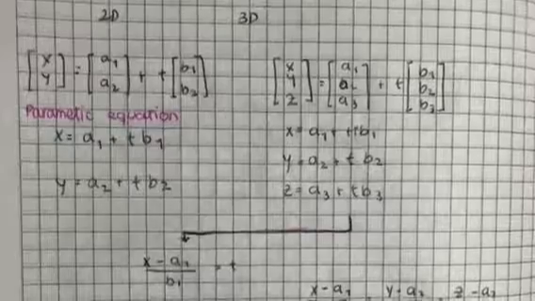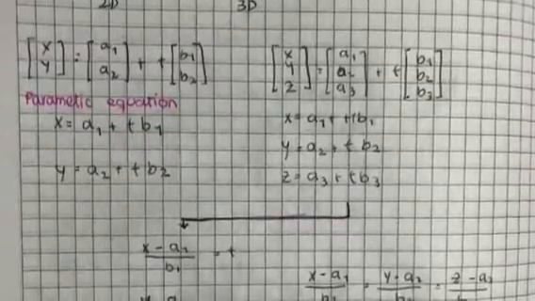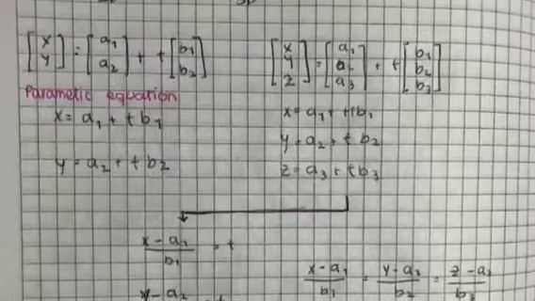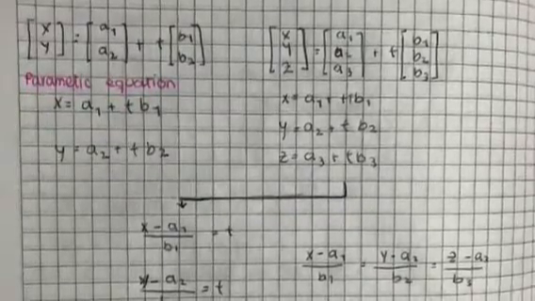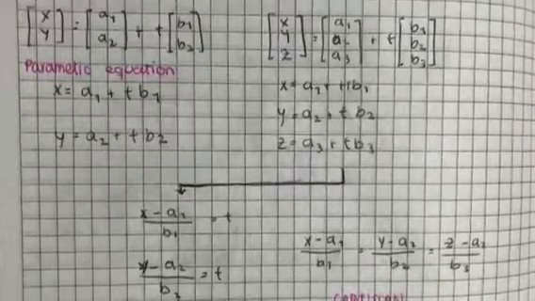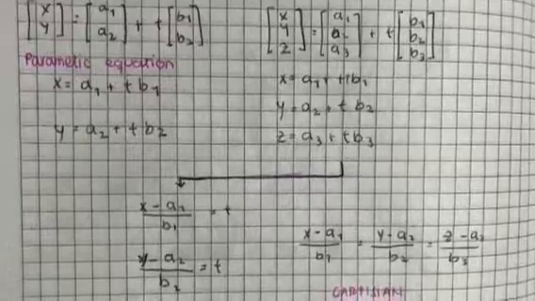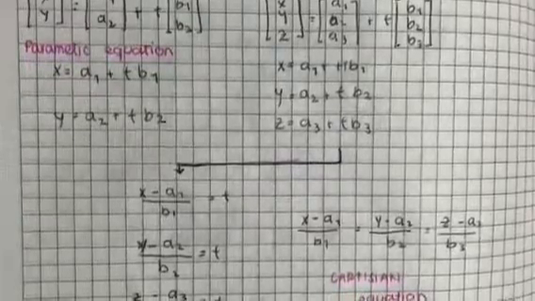Now we can see the Cartesian equation. The Cartesian equation is rearranging the parametric equation by arranging it all to have the t value, as shown with an arrow on the screen.